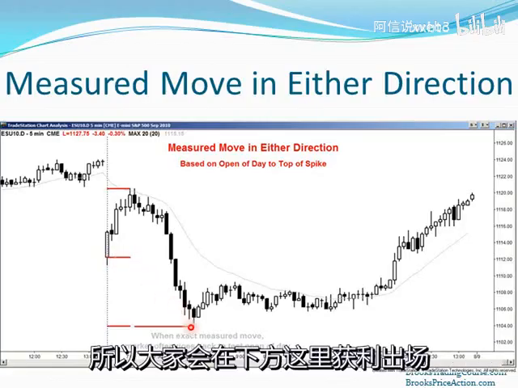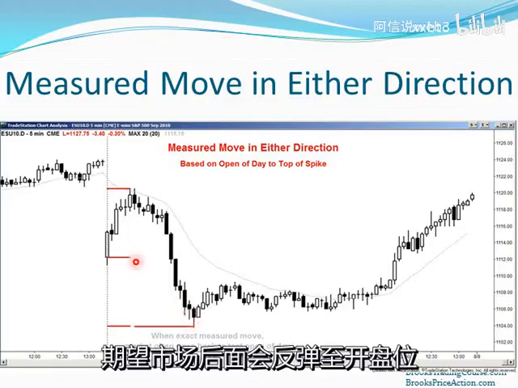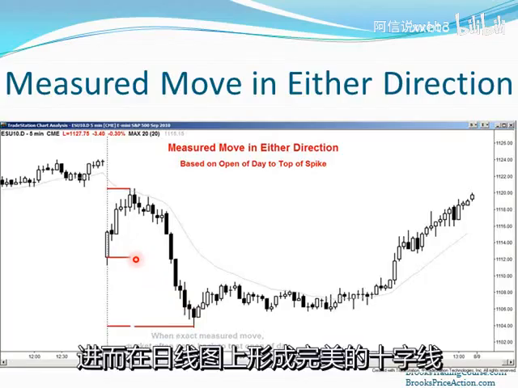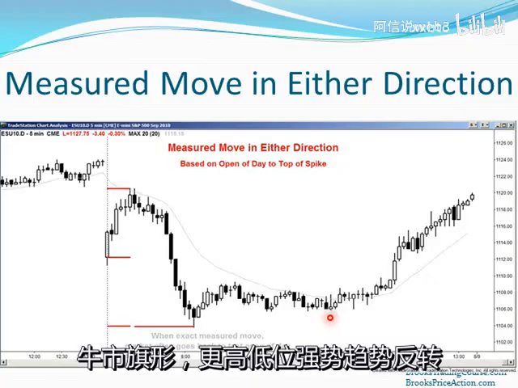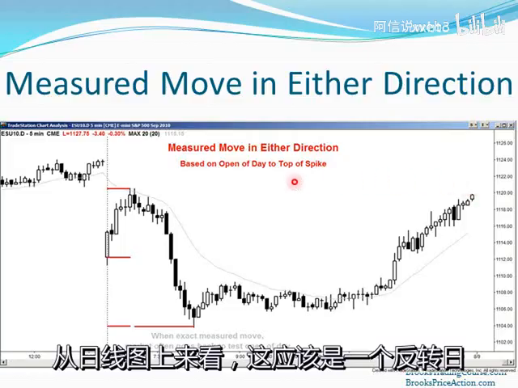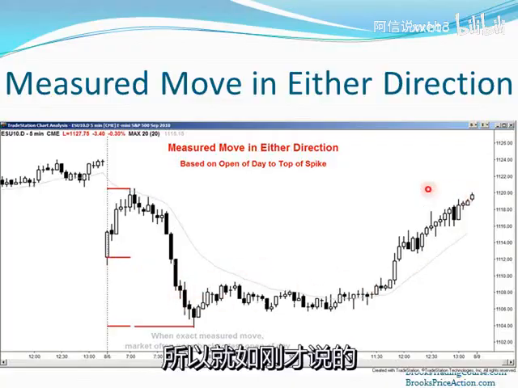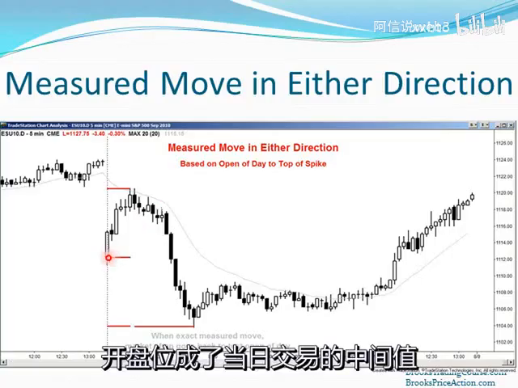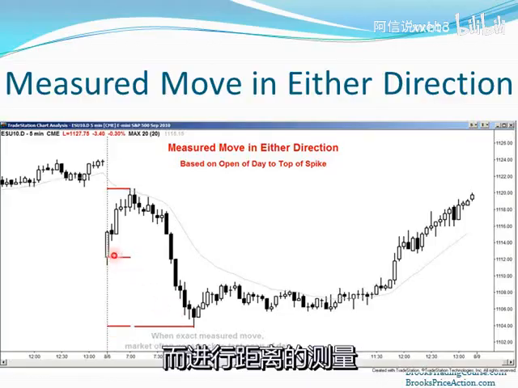So traders will look to take profits down here, and aggressive bulls will even buy, looking for the market to come back to the open of the day and possibly form a perfect doji bar on the daily chart. Instead, on this particular day, we had a double bottom bull flag here for a higher low major trend reversal and a reversal up toward the high of the day. On the daily chart, this will be a reversal day. Here's the open, then a tail on the bottom, and then a close on the high. So the point, again, the open of the day sometimes is the middle of the day, and traders look for measured moves based upon the first move.